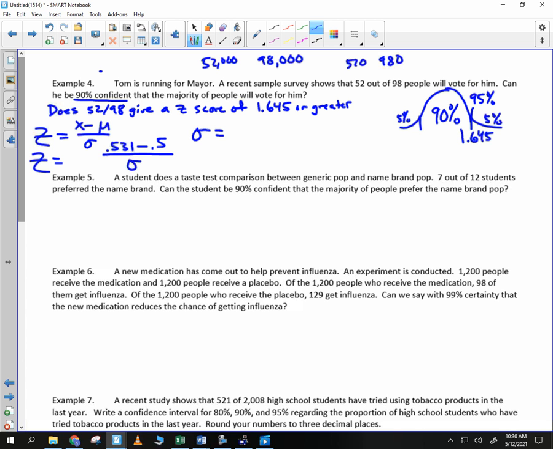Sigma is equal to the square root of the percent. What's the percent of people voting for Tom? So I go 0.531 times, and then it's just 1 minus 0.531, divided by n, the total number of people we surveyed. How many people did we survey? 98.